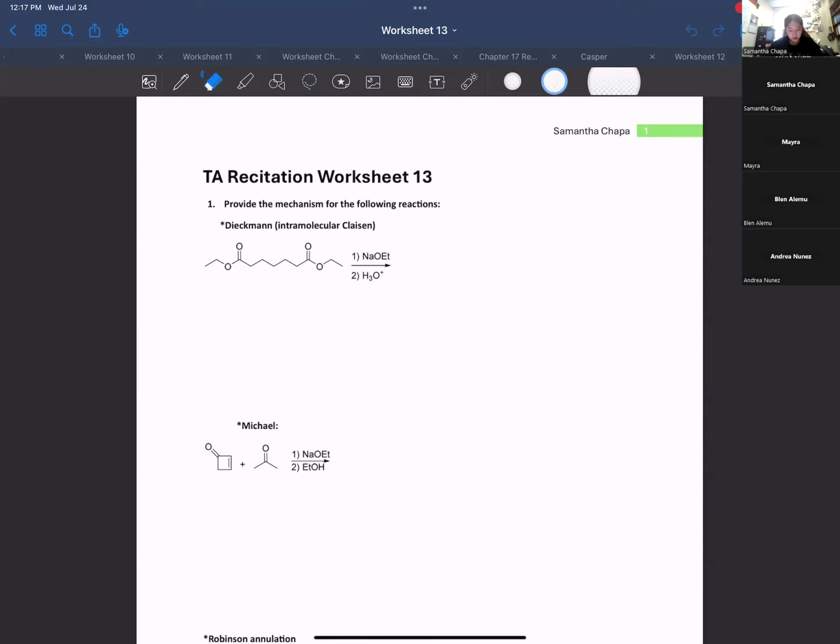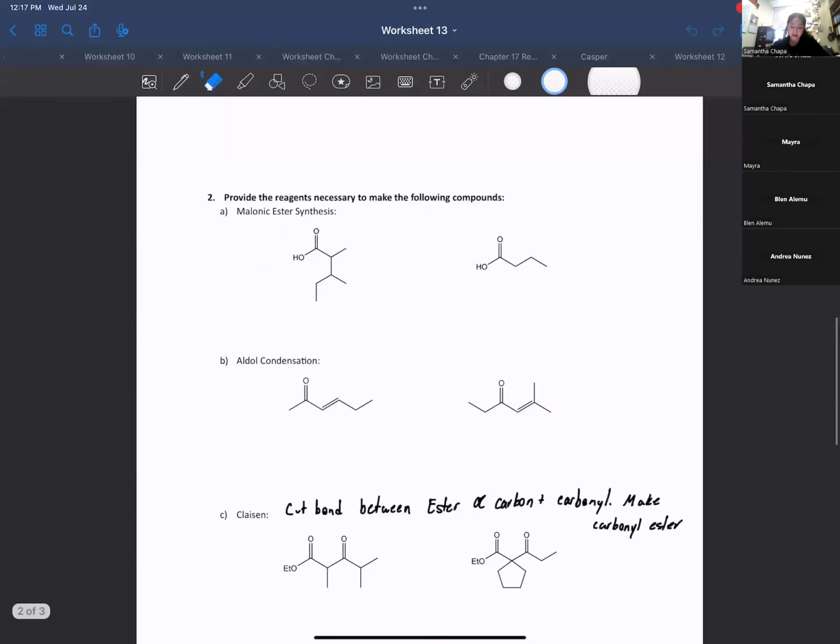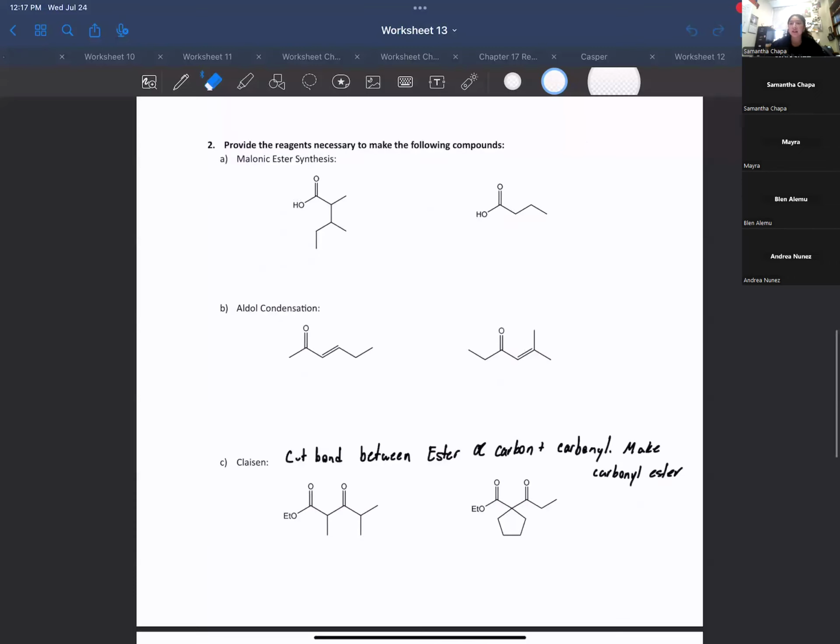So today we're going to go through a couple of the mechanisms, and I'm going through the mechanisms because I think they'll help with the synthesis problems that we have. On your test, you're going to get a synthesis problem that's very similar to what I have on the screen right now. They'll give you a compound and ask what reagents you need to make this compound.